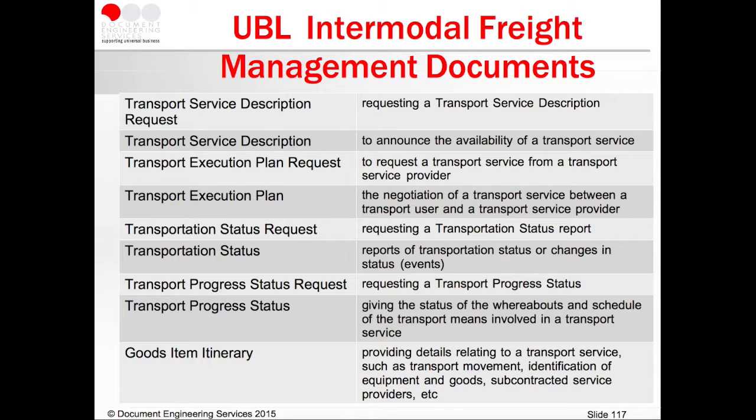The transport execution plan is really the equivalent of a forwarding instruction, and there's both a request and a plan to denote one is asking for something and one is stating what's possible. You can also request a transport status and receive one, and you can get progress reports. And probably the most significant difference in this model is that there is a goods item itinerary. So the information about the goods, the equipment, the service providers, the movement, the contractual arrangements are carried as a separate document because that is independent of the mode of transport.